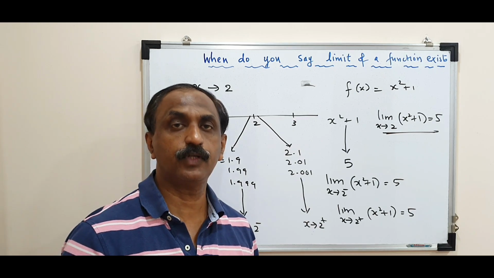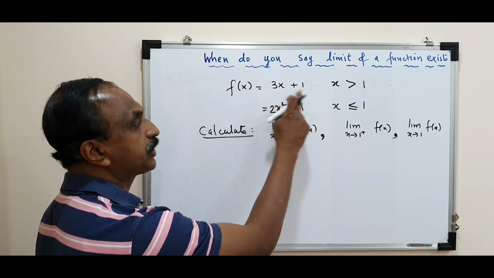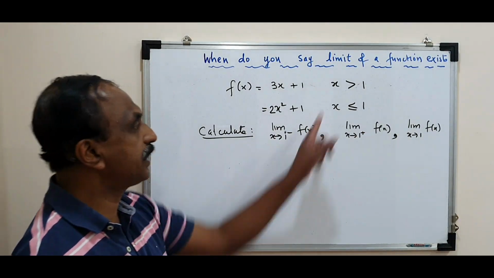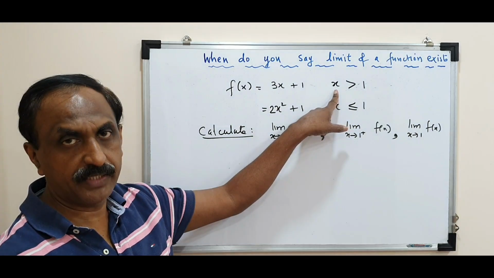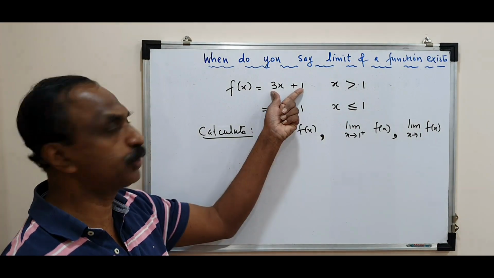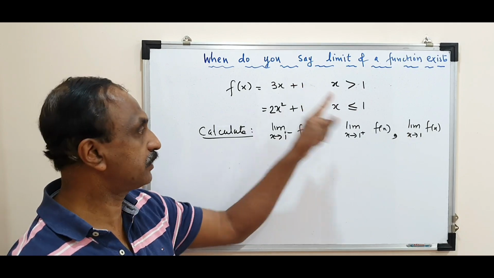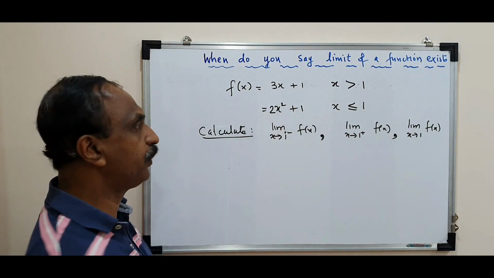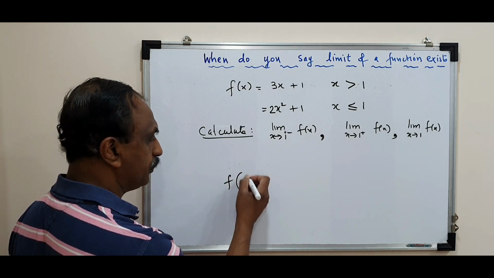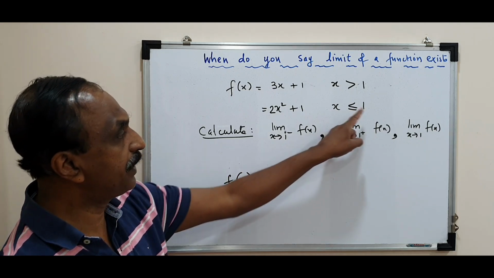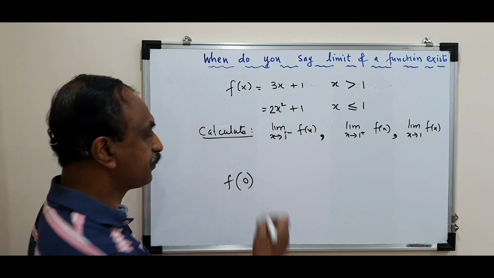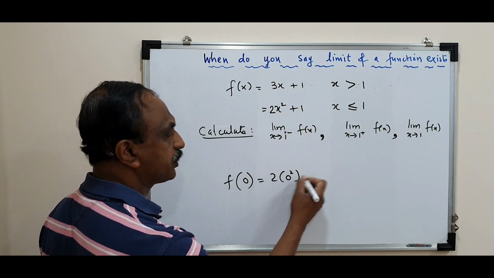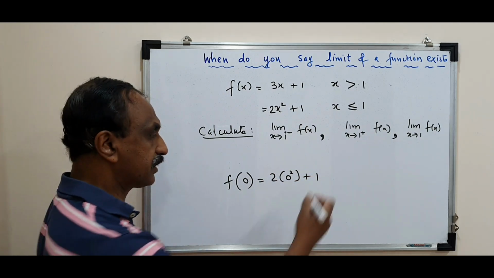I'll give you an example for this. f of x is 3x plus 1 for x greater than 1. What does that mean? Whenever the value of x is a number more than 1, you should apply this formula to get the y coordinate. When the x value is less than 1, you must apply the second formula. For example, if I want to calculate f of 0, 0 is a number less than 1, then I must apply this formula, 2 into 0 square plus 1. That will be my answer.